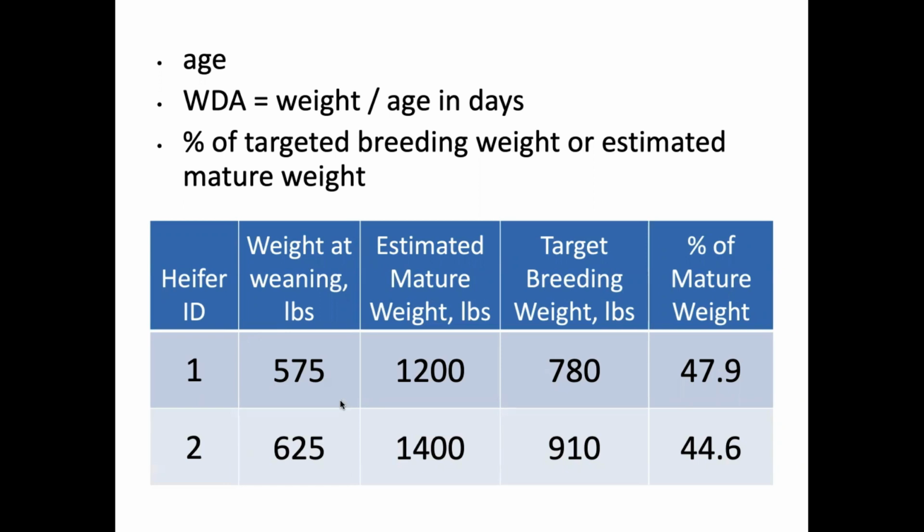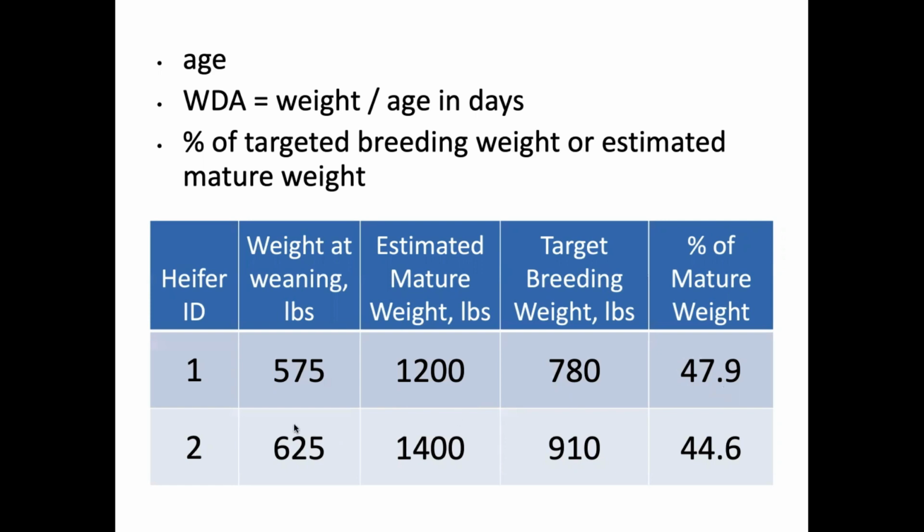But if we knew what cows those heifers were out of and how big of a cow we thought they were going to make, if we say, well, this 575 heifer is going to be a little more on the lower end of that moderate scale and only maturing to a 1,200 pound cow, then her target breeding weight would be 780 pounds. And if we look at her current weight in relation to a mature weight, she's at almost 48%.